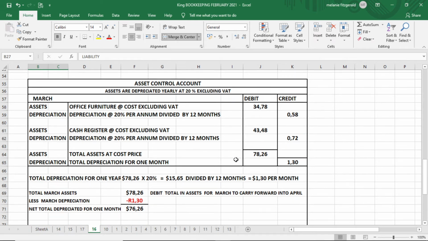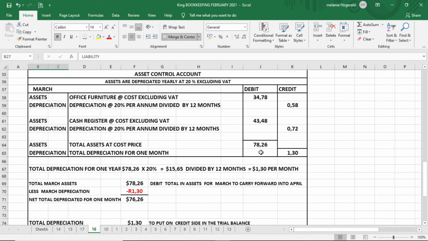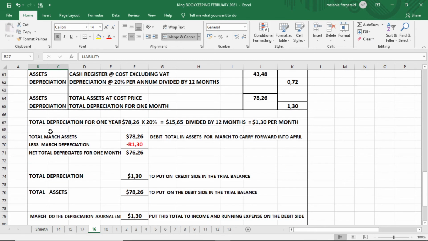The total assets at cost price on the debit side came to $78.26. The total depreciation for 1 month on the credit side was $1.30. Total depreciation for 1 year is $78.26 times 20% equals $15.65. Divided by 12 months comes to $1.38 per month.